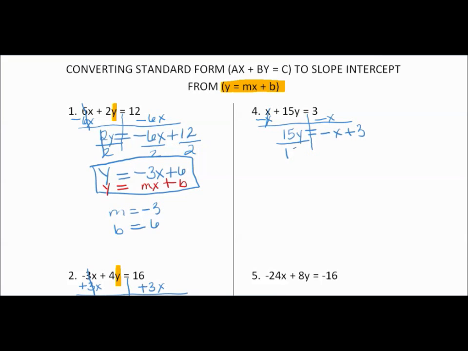Divide everything by the coefficient of the y, which is 15 in this case. So I'll divide everything by 15. And I'll bring down what's remaining. The 15's cancel out. This -x over 15, that's the same as saying -1/15 x. -1 over 15x. And then I'll have 3 over 15. When you reduce that, that gives you a positive 1/5. So my slope-intercept form is y equals -1 over 15x plus 1/5.